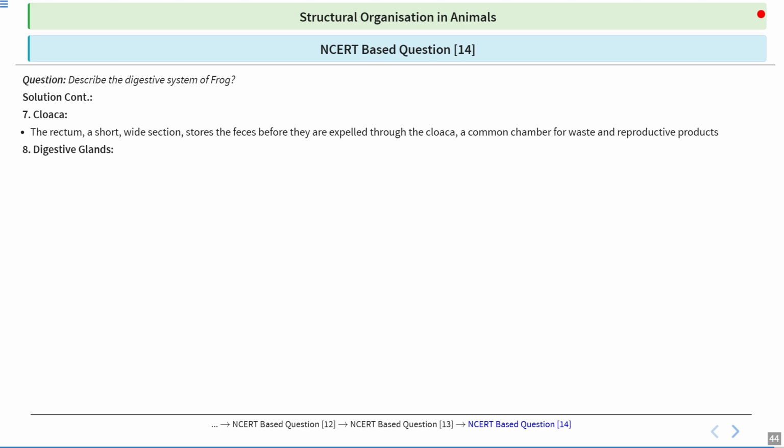Digestive glands. Two digestive glands are there. The liver that produces bile, which helps in the fat digestion, and pancreas, very important, that is responsible for the digestion of carbohydrates and proteins. These are released into the duodenum part only.